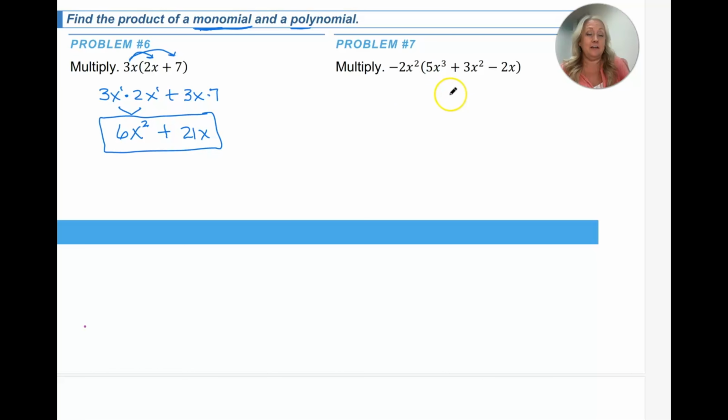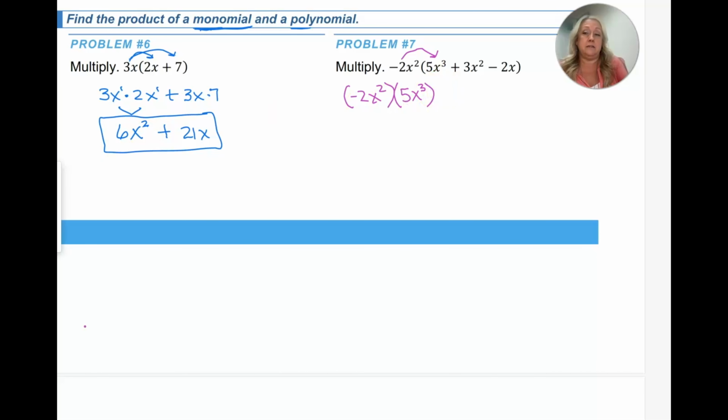Okay, over here, we've got a monomial multiplied by a trinomial, right? This one has 3 terms. And notice that we have a negative number on the outside, right? So we've got to be careful with that. Negative 2x squared times 5x to the third. So I'm going to write that over here. So negative 2x to the second times 5x to the third.